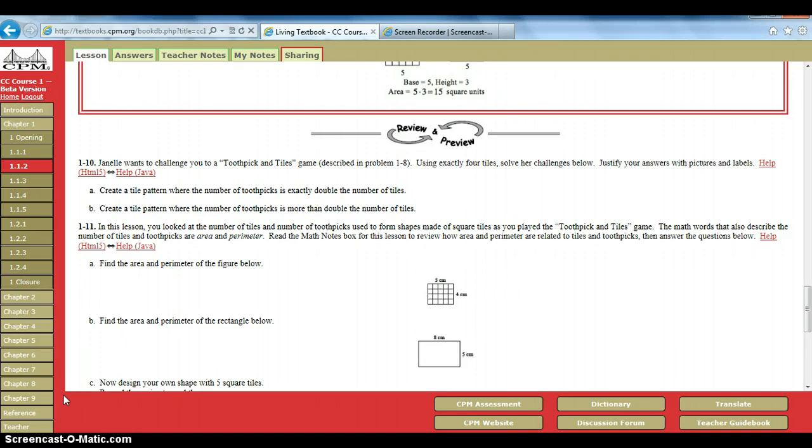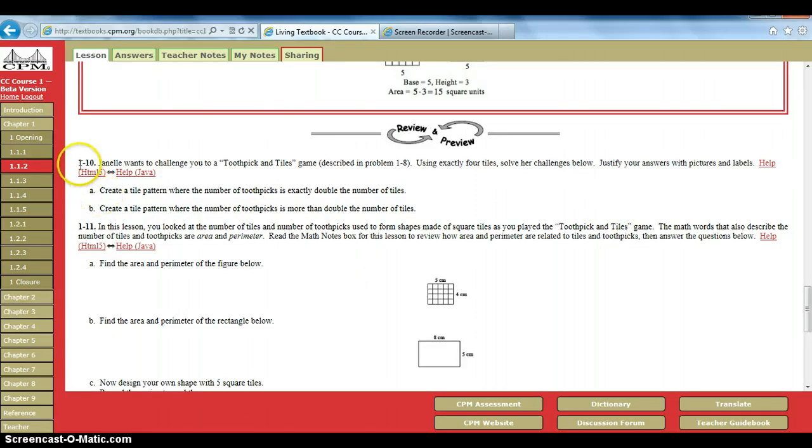So let's begin with question 10, right here. It says, Janelle wants to challenge you to a toothpick and tiles game. This is also described in problem 1.8, which was done in class, so this should be pretty familiar to you. It says, using exactly 4 tiles, solve her challenges below. Justify your answers with pictures and labels, okay?